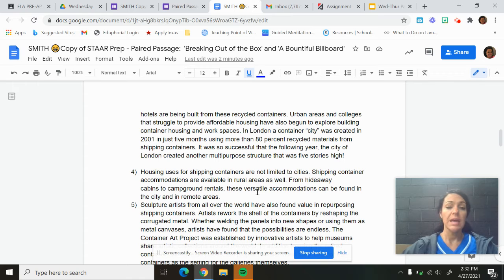5 stories high. Housing using shipping containers is not limited to cities. Shipping container accommodations are available in rural areas as well. From hideaway cabins to campground rentals, these versatile accommodations can be found in the city and in remote areas.